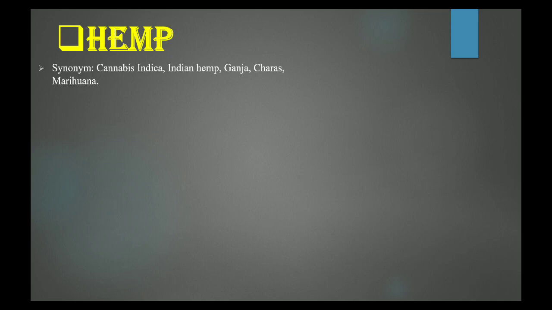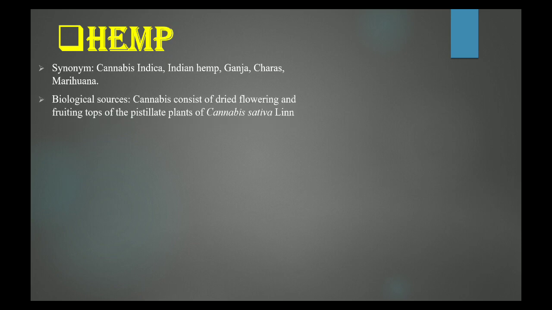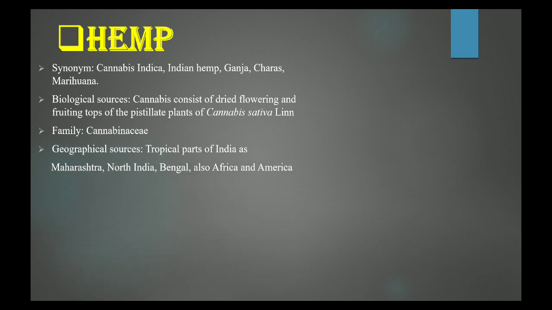Synonyms of hemp are Cannabis indica, Indian hemp, ganja, charas, marijuana. Biological source: cannabis consists of dried flowering and fruiting tops of the pistillate plants of Cannabis sativa, belonging to family Cannabinaceae. Geographical sources: tropical parts of India such as Maharashtra, North India, Bengal, also Africa and America.